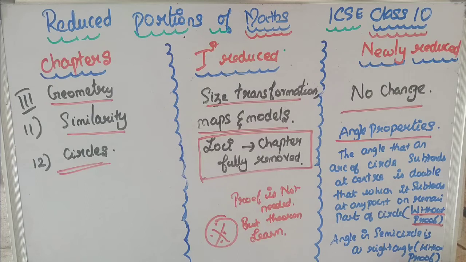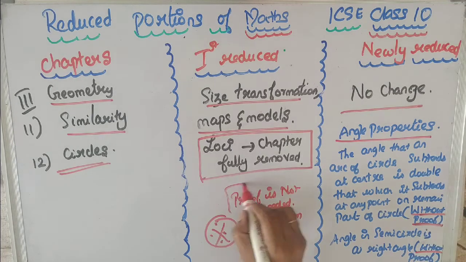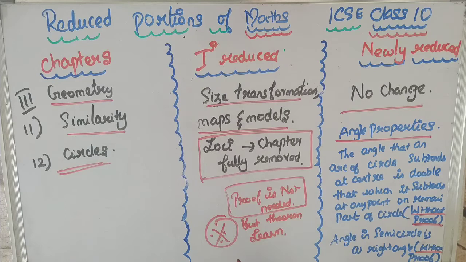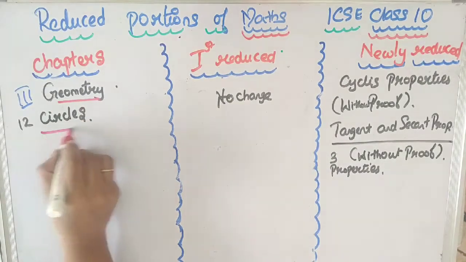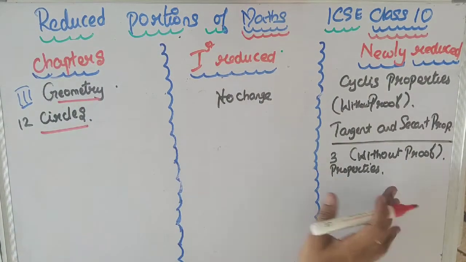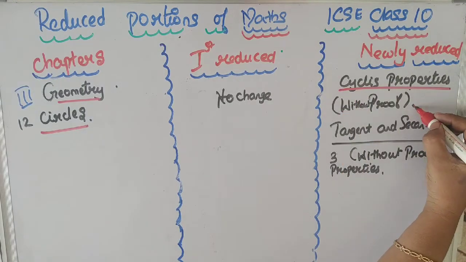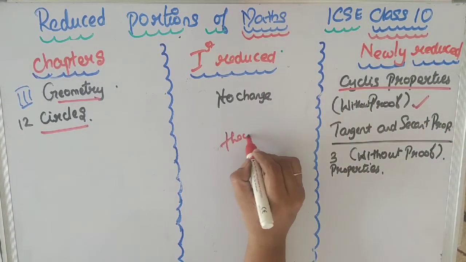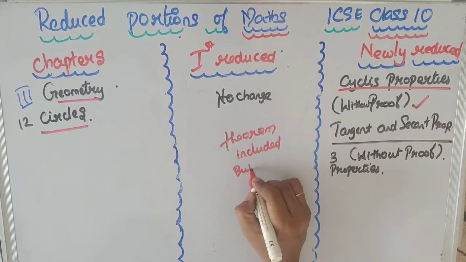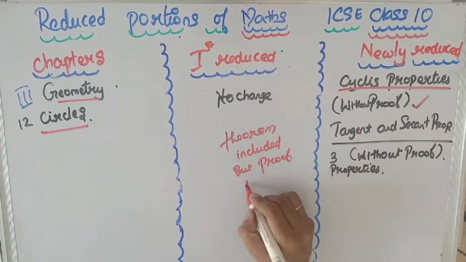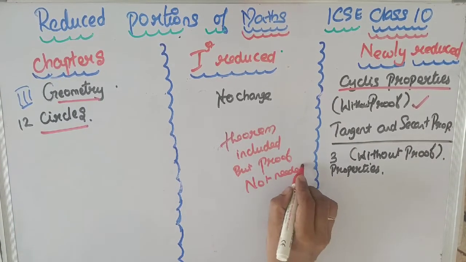Clearly understand, children? Okay. Now let's move on to the other portions removed in the same lesson, circle. In the same lesson, other than angle properties, there are two other properties. They are cyclic properties and tangent and secant properties. These are also removed. Clearly understand, these properties' proofs are removed. Proofs are not needed, but the theorem is needed. Theorem is included, we have to study, but proof is not needed.